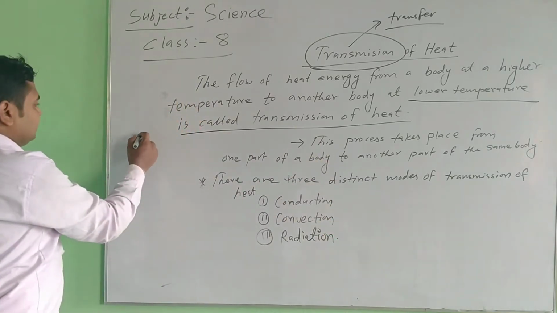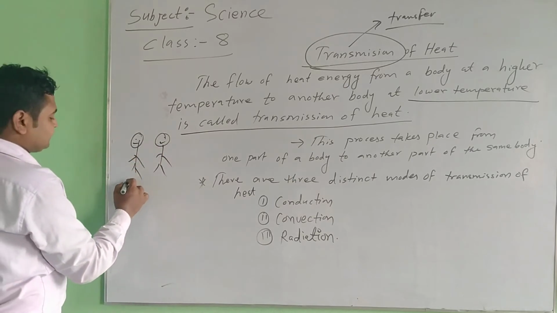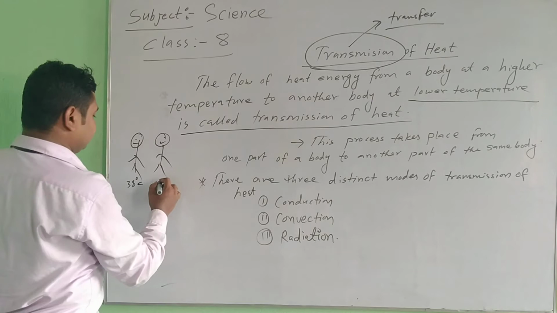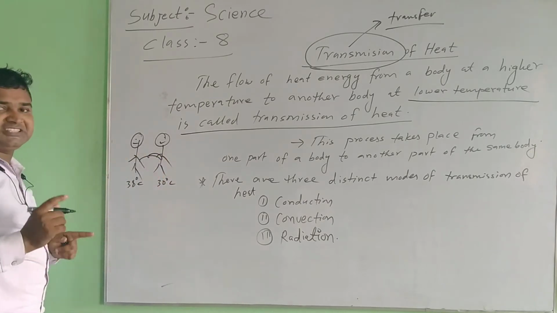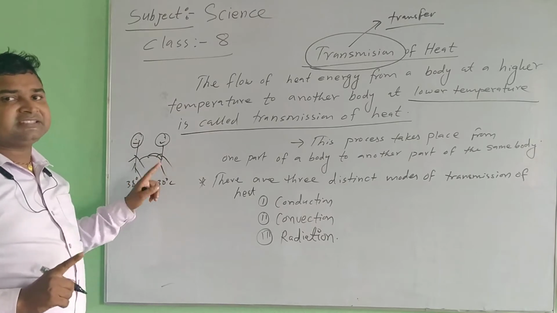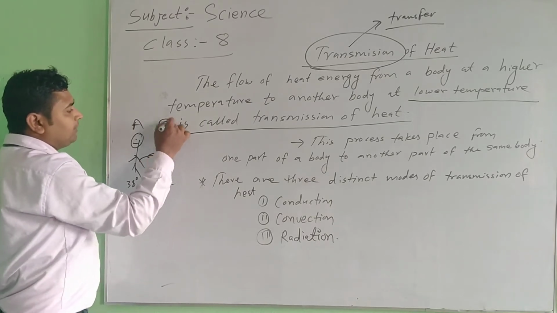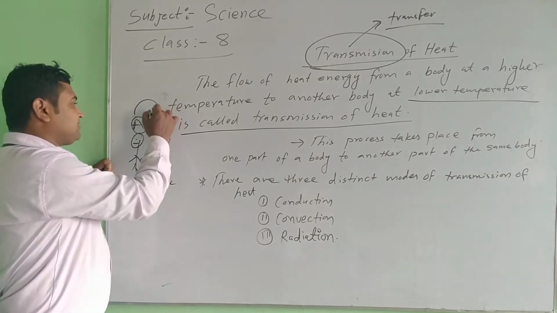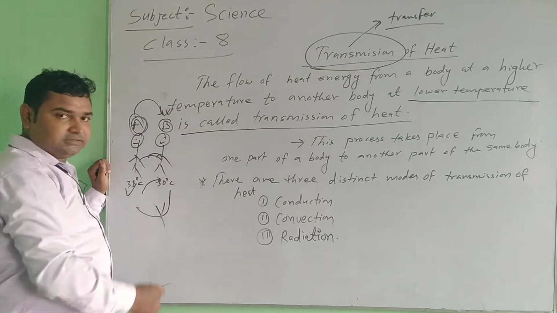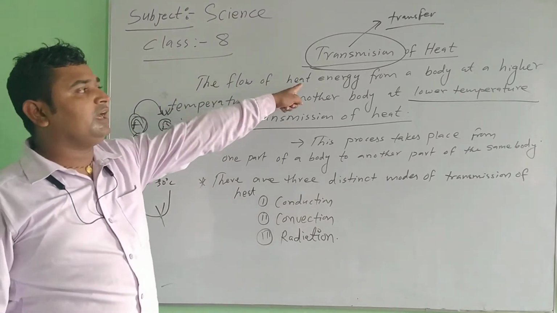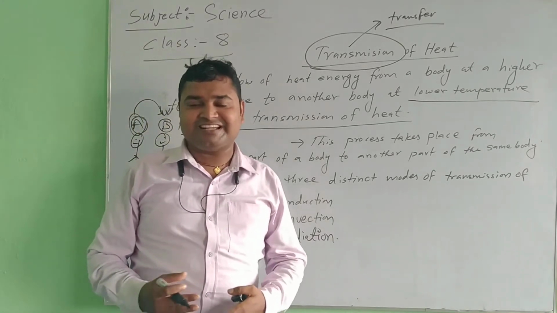Suppose there are two people. His temperature is 38 degrees Celsius, and his temperature is 30 degrees Celsius. When these bodies come in contact with each other, what will happen? The heat starts to transfer from this body. This is body A and this is body B. It transfers from A because A is the hotter body and B is the colder body, not from B to A, because heat energy always flows from higher temperature to lower temperature. That is called transmission of heat.